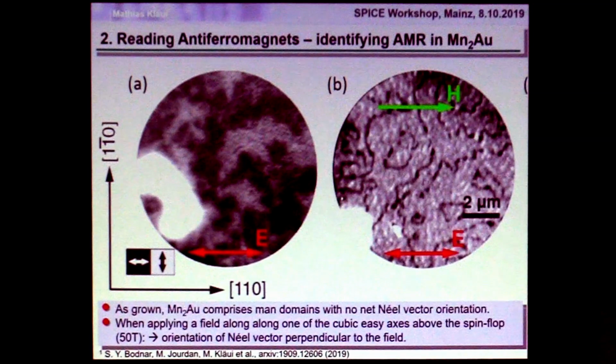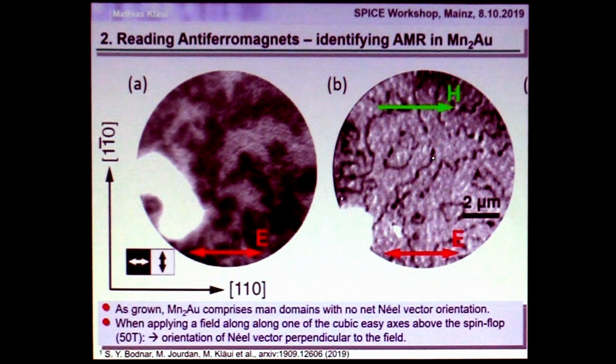And the good thing is that if you apply 70 Tesla, you rotate very strongly pinned parts of the Néel vector that will stay in the direction also when you go to the synchrotron and measure it there. And so here, this is what a typical manganese gold domain structure looks like as grown. It's roughly the same amount of domains, black and white, meaning this way and that way. And here you can see that now most of the magnetization is white. So most of the magnetization is now pointing in one direction.